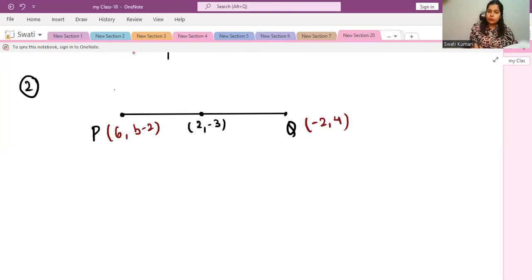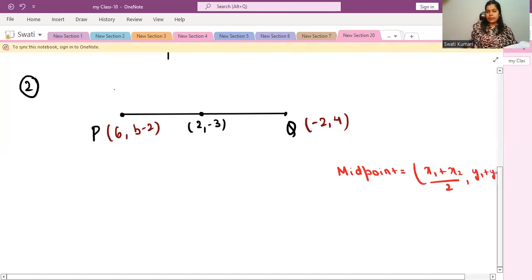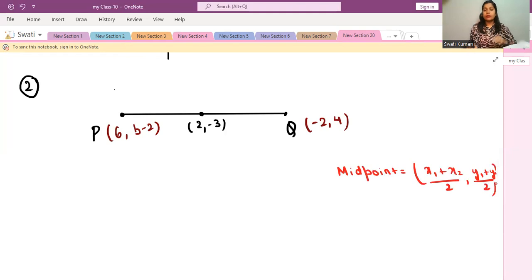First of all, you should know that the midpoint is given by the formula (x1 plus x2) upon 2, comma, (y1 plus y2) upon 2. So this is the formula to find the midpoint. But here you can see that the midpoint is already given. Still we are going to use this formula because we have to find the value of b, which you can see right here. So let's do this.